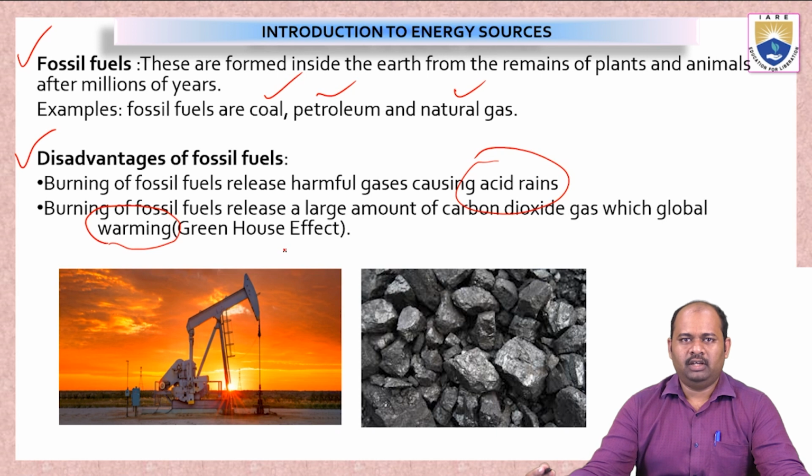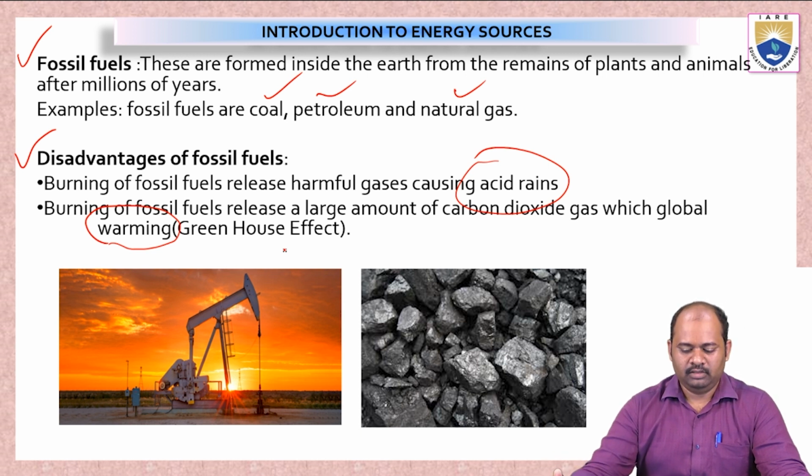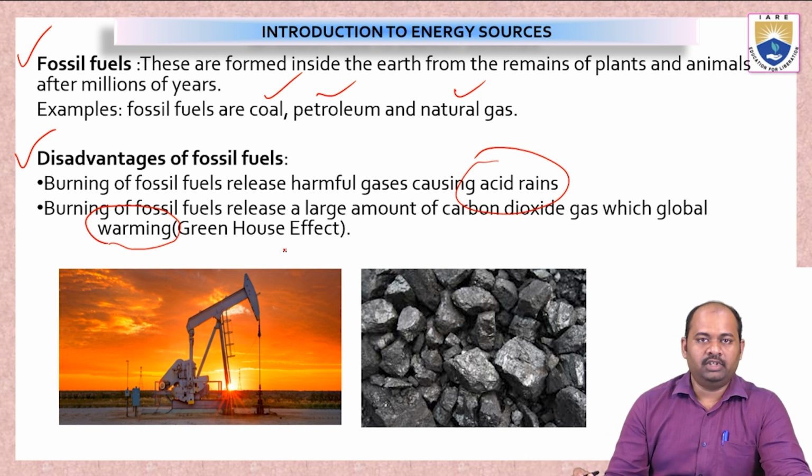So, the main effect of global warming is on the polar ice caps. When the temperature rises around the polar ice caps, these ice caps will melt down and eventually merge into the oceans, which increases the ocean level. So every year the temperature is rising, as well as the water level of the oceans around the world. So, this is the disadvantage of fossil fuels.